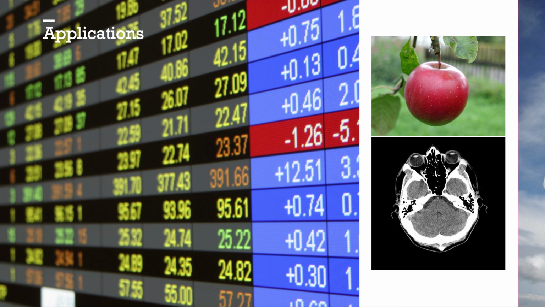Moving on to applications. Applications of neural networks include things that have very large data sets, such as, say, the stock market, or an image recognition system in which you're trying to teach a system how to recognize a picture of an apple. Or you could also teach it how to identify different things in, say, a CT scan so that you could make a more proper medical diagnosis from software.